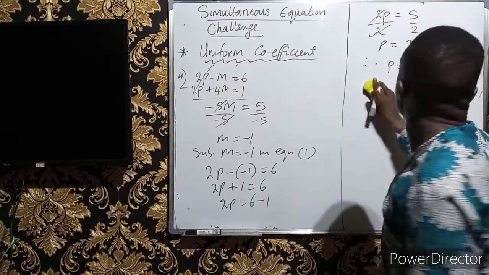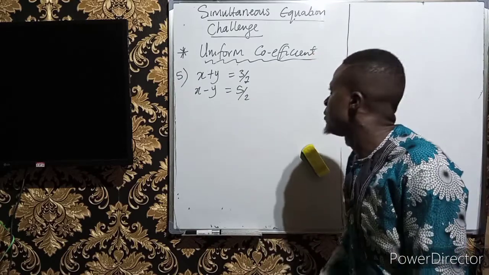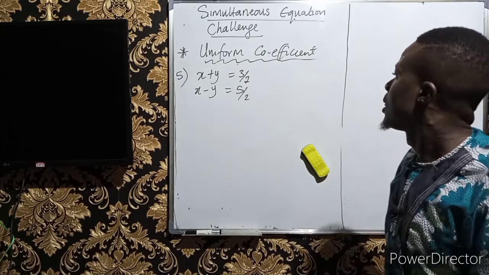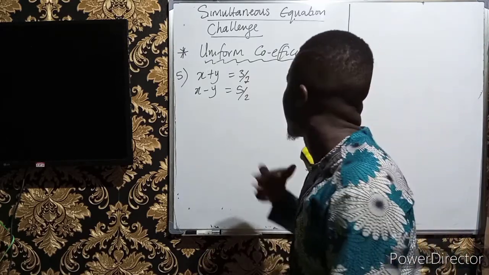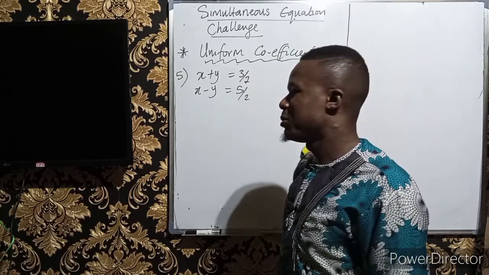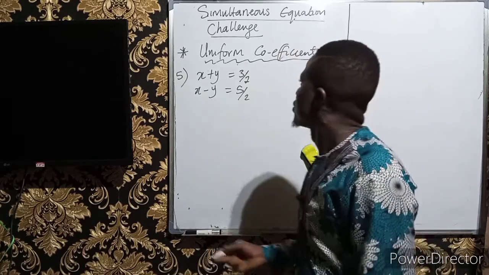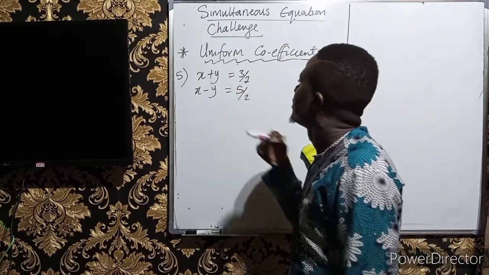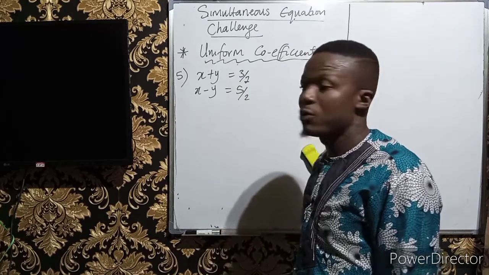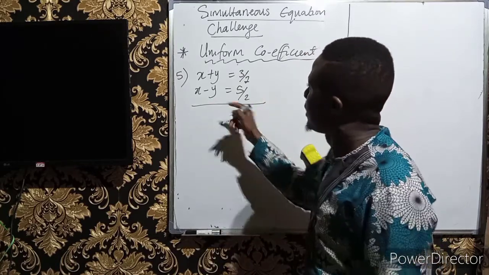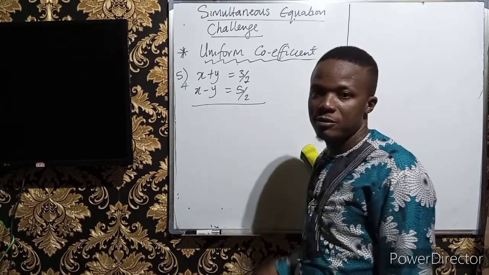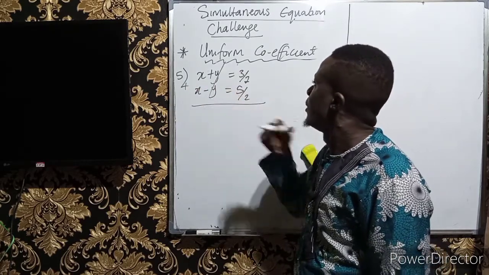Okay, so let's take another one. We'll have x plus y is equal to 3 over 2, and x minus y equals 5 over 2. To solve this, I can solve directly, or I can multiply everything by 2 to clear fraction, but let me just solve it immediately. So this time around, x and y are equal in coefficient, so you are free to eliminate any one. So let's eliminate y. So we are going to add, because y plus minus y will give us 0.